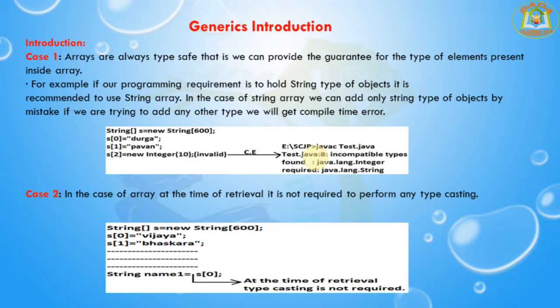For example, see here, I'm creating a string array. Here I'm adding s of 0 with Durga, s of 1 is Pawan, and s of 2 I'm adding an integer. Whenever we compile the program, it gives the compile time error: incompatible types, found java.lang.Integer and required is java.lang.String. Why? Because we created a string array, but here we are inserting an integer.